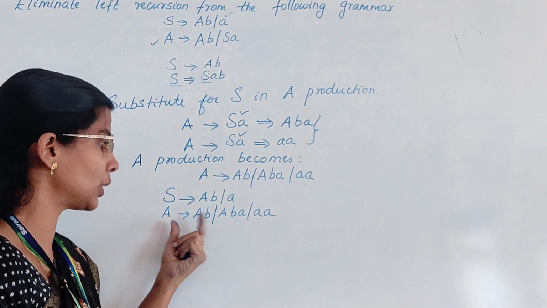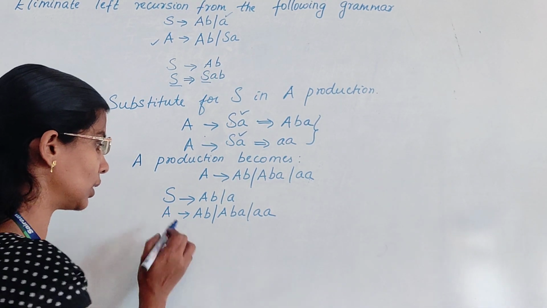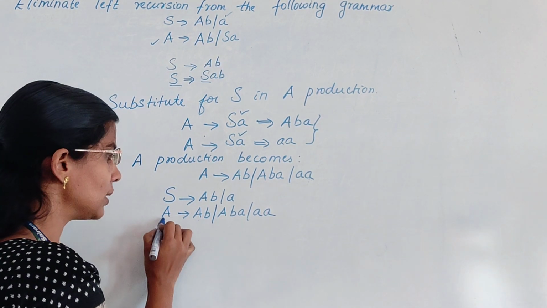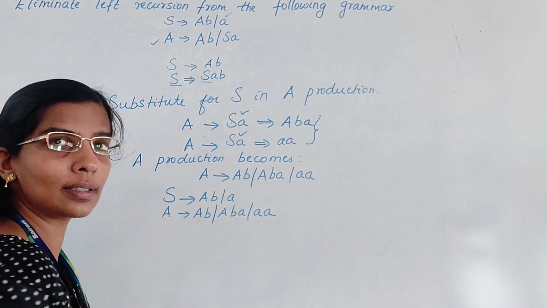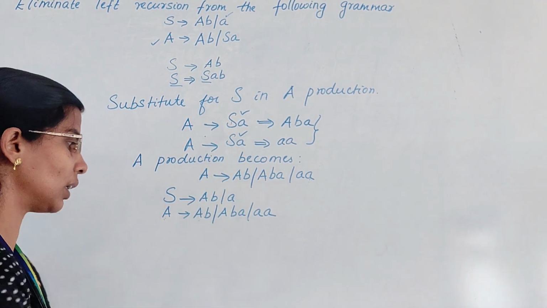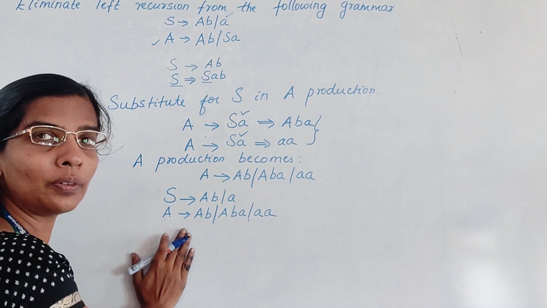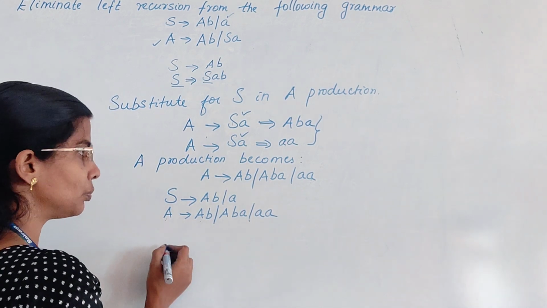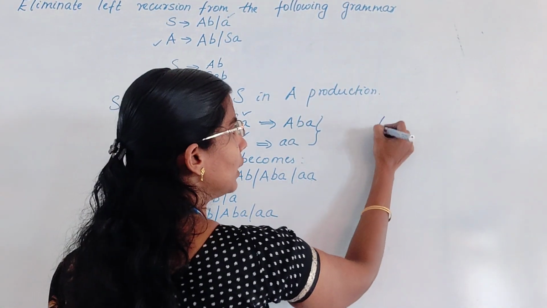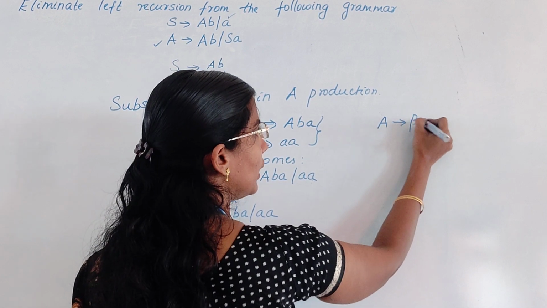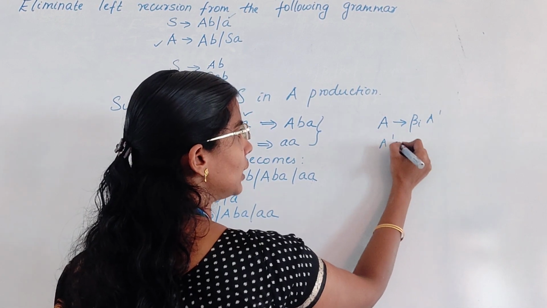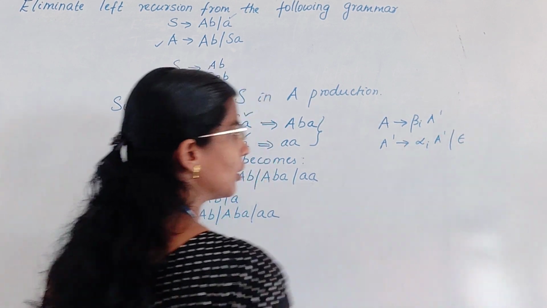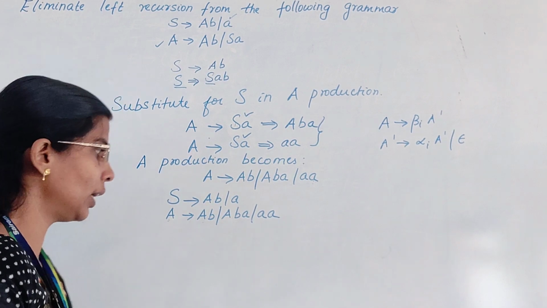But what about the A production? A production has left recursion, A, A. First symbol is capital A, it is a left recursive grammar. Second also, A, A, it is a left recursive grammar. So now we have to eliminate the left recursion from this second production. So you know the formula, what is that formula? A tends to beta A dash. What is A dash? A dash tends to alpha A dash or epsilon.